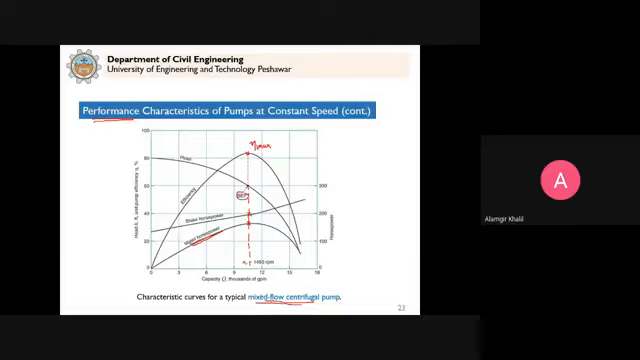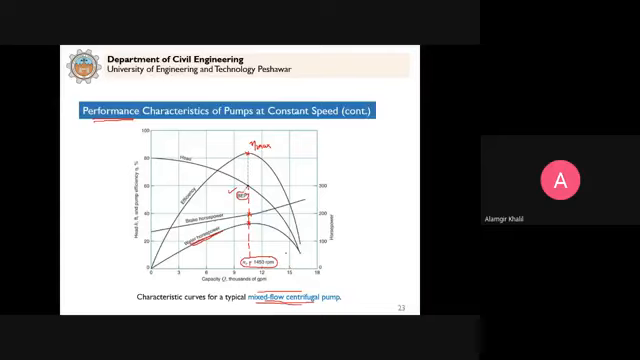For example, for this data provided here, this diagram is from the textbook. We have the mixed flow centrifugal pump that is operated at 1450 RPM. Whenever you see this small e, it means that it corresponds to the best efficiency point. So NE is the rotative speed corresponding to the best efficiency point, meaning the maximum efficiency.